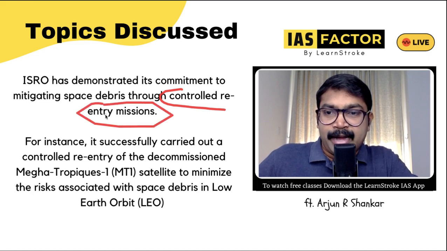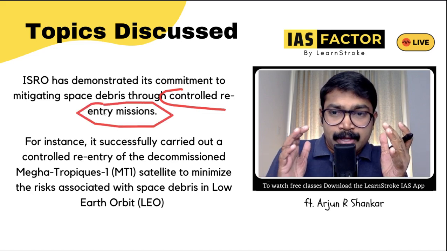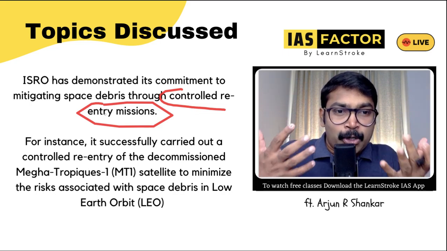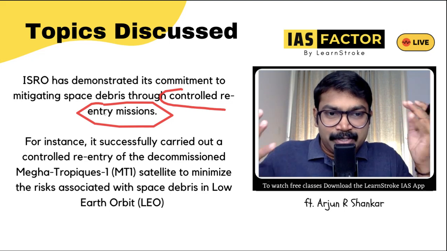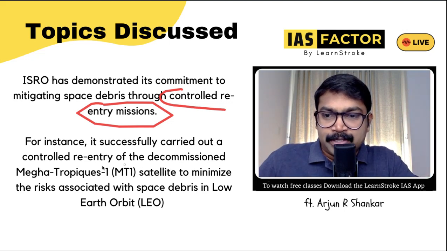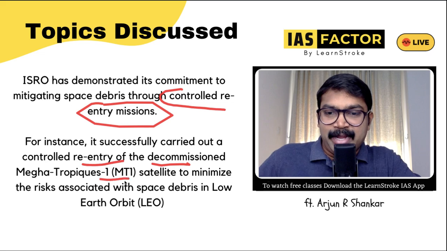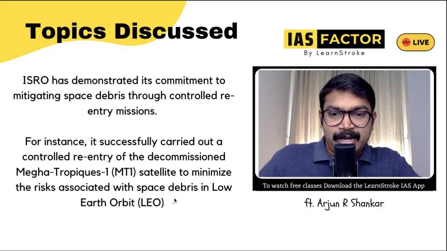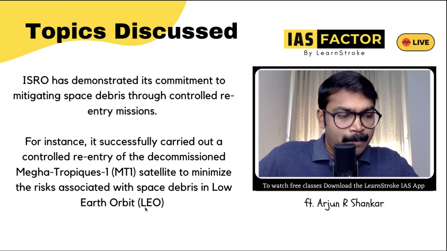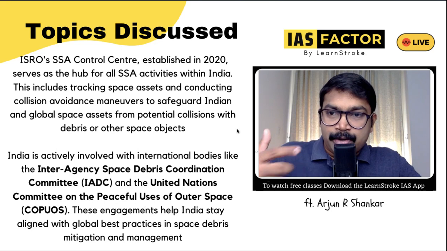What is this controlled re-entry mission? We need to make sure that we do not collide with the debris which is actually out there. So example is, we carried out a controlled re-entry of the decommissioned MT1, which was actually having a lot of space debris in the LEO or the low Earth orbit. So India is also carrying out.